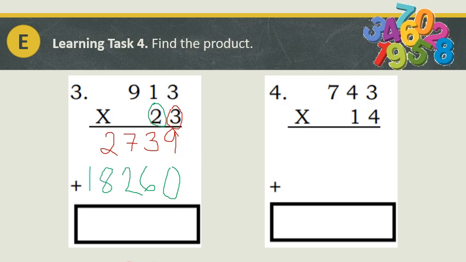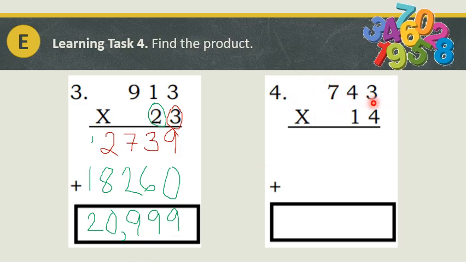Ngayon, i-add na natin siya. 9 plus 0 is 9. 3 plus 6 is 9. 7 plus 2 is 9. 2 plus 8 is 10. And 1 plus 1 is 2. So, ang answer natin is 20,999.